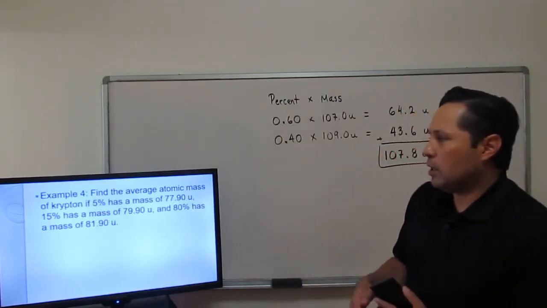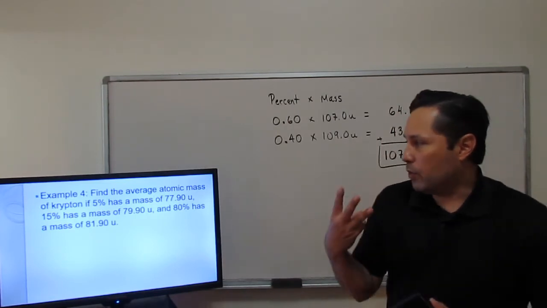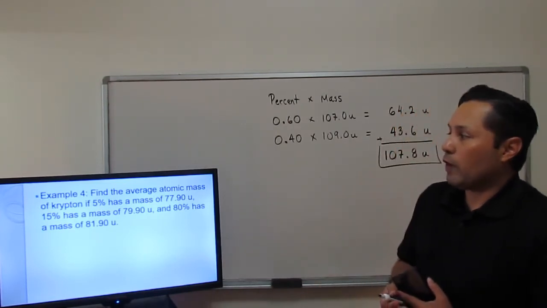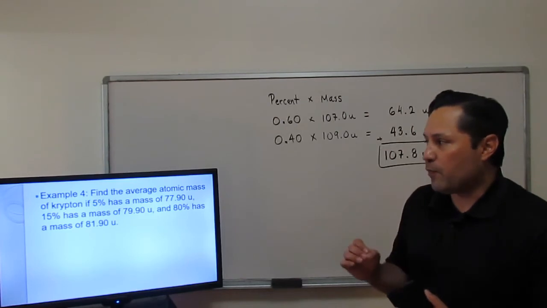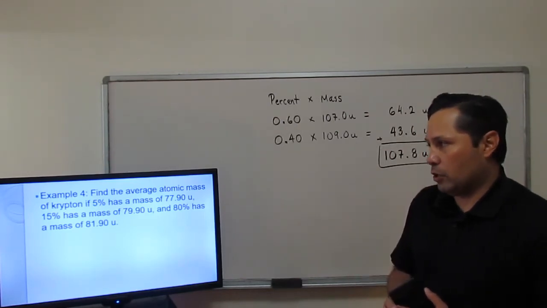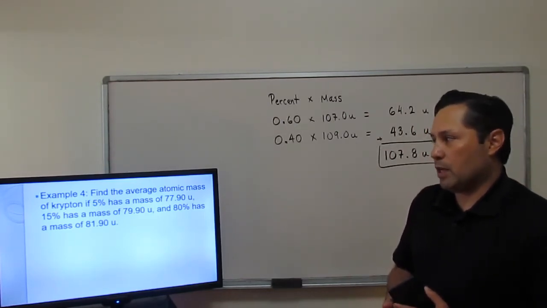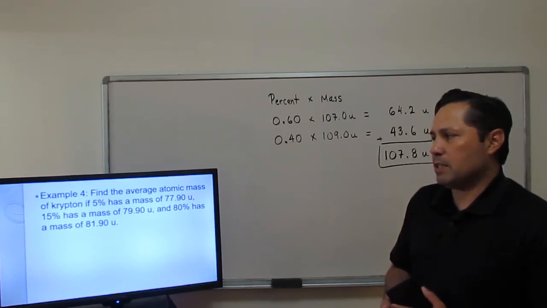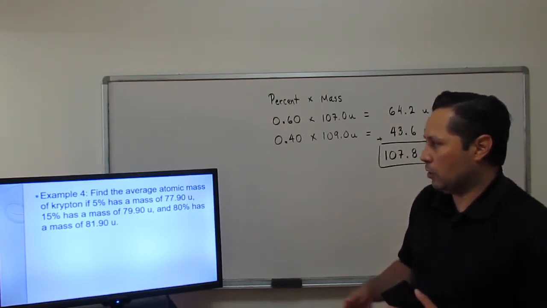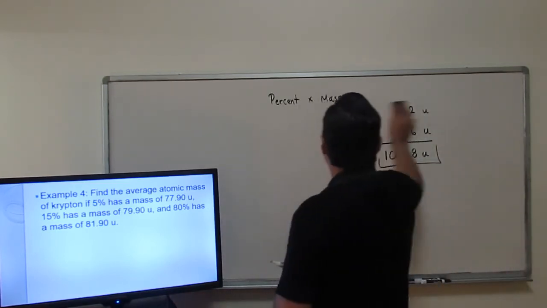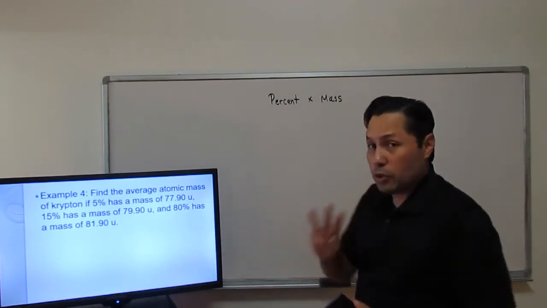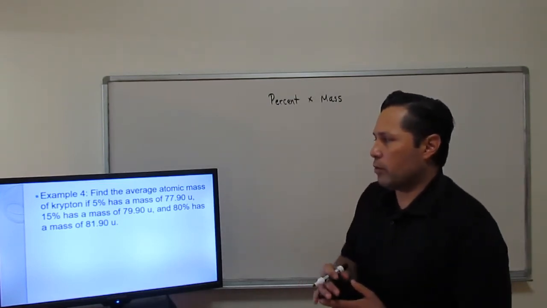And in this one, it's going to have 3 isotopes. Find the average atomic mass of krypton if 5% has a mass of 77.9 U, 15% has a mass of 79.9 U, and 80% has a mass of 81.9 U. Alright, so let's go ahead and do that. There's 3 isotopes in this one, so it's going to require a little bit more work.